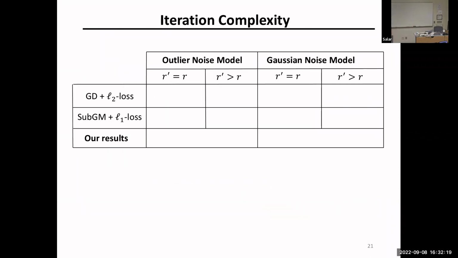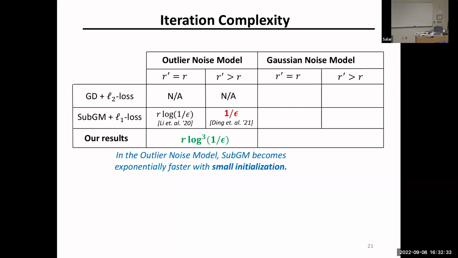To give you some insight, I'm going to compare our result with existing literature, both in terms of iteration complexity and sample complexity. First, in the outlier noise model, we know gradient descent with L2 loss does a terrible job, and there is no convergence guarantee in that case. When we know the rank, meaning that R prime is equal to R, a recent result showed that the subgradient method with a special initialization will converge to the true solution at a linear rate.